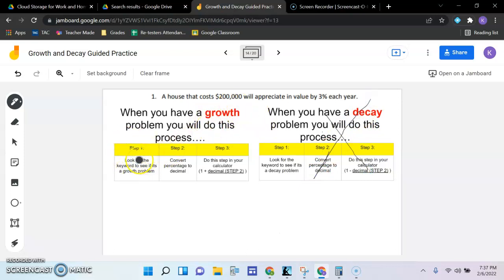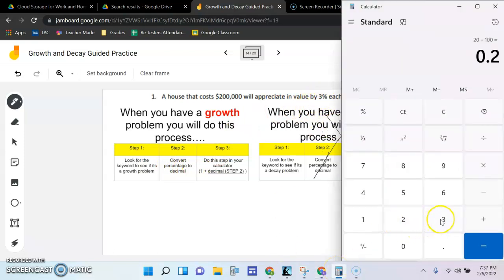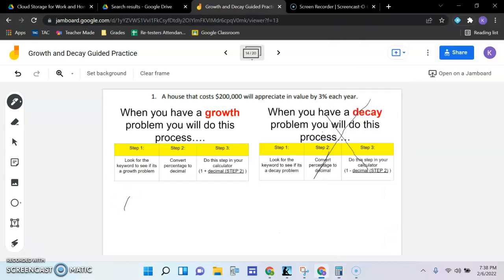So we already did step number 1 just by looking at the keyword. Step number 2 says get the percentage and change it to a decimal. So again, we get the percentage, which is 3%. We divide by 100, which is 0.03. So we already did step number 1 and step number 2.